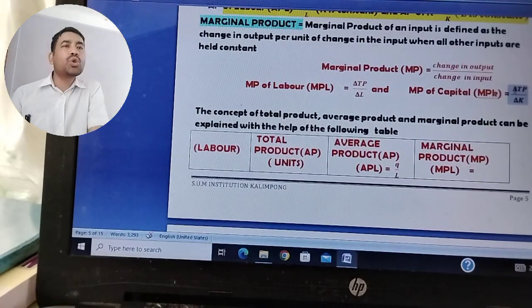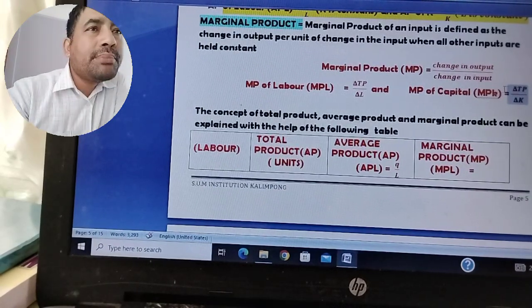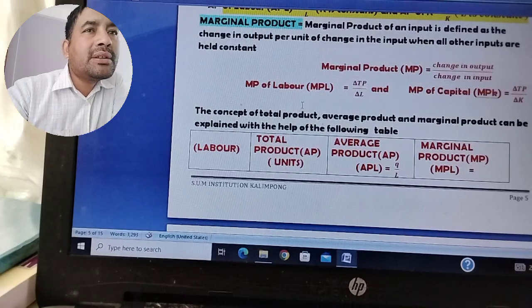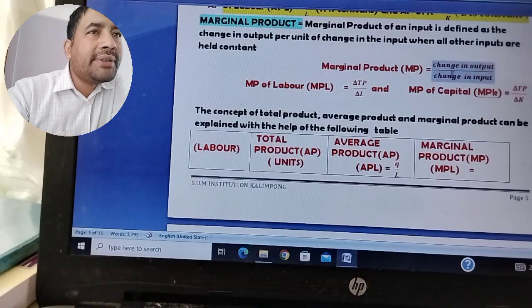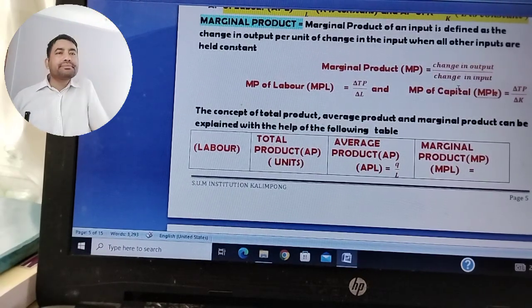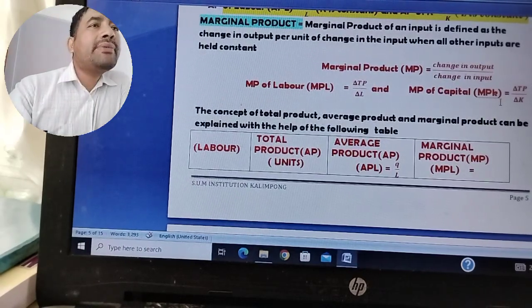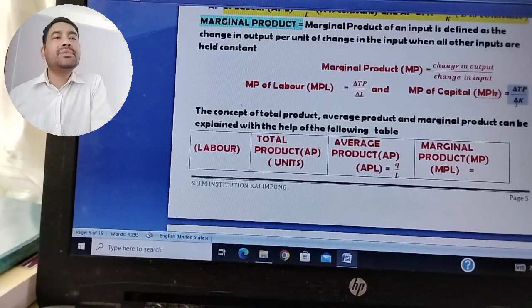Delta TP, change in total product, will remain the same. But if you want to find the marginal product of labor, you divide by delta L, or change in labor, and if you want to find the marginal product of capital, then you have to divide by delta K, and delta K is the unit of capital.